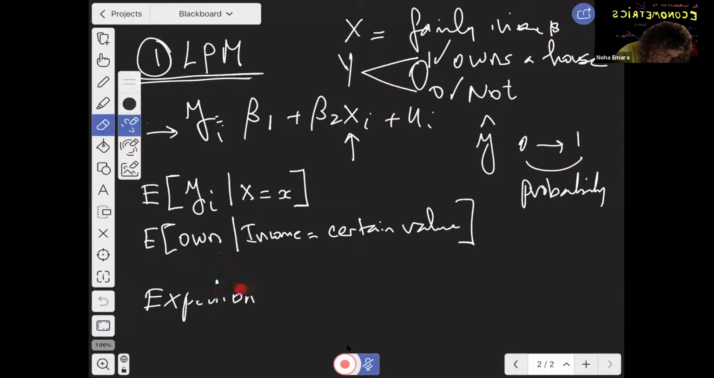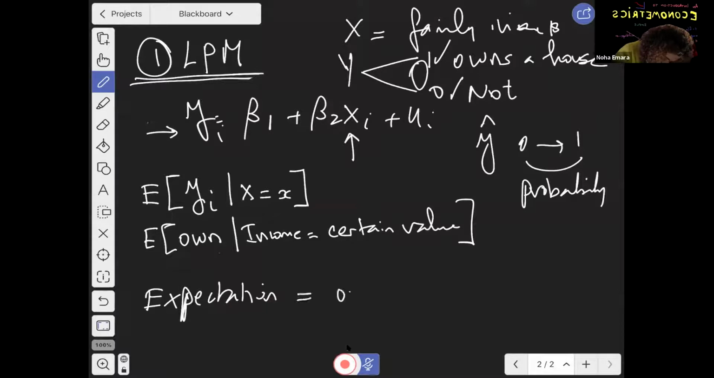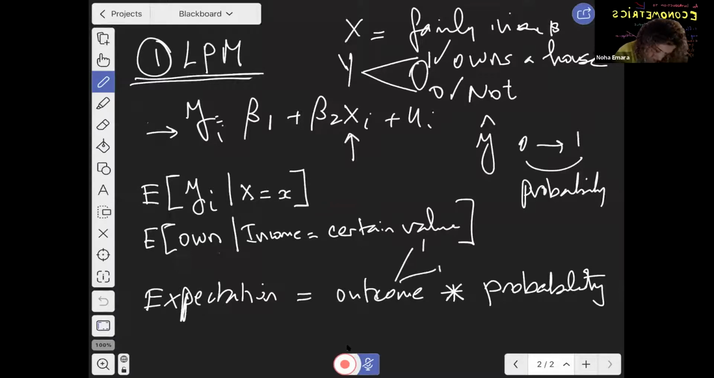Just a second. So we know, I'm sure that you remember this, the expectation is equal to an outcome times a probability. Anytime I want to compute an expectation, I need an outcome. My outcome here could be 1 or 0. And I need a probability attached to being 1, and another probability attached to being 0.